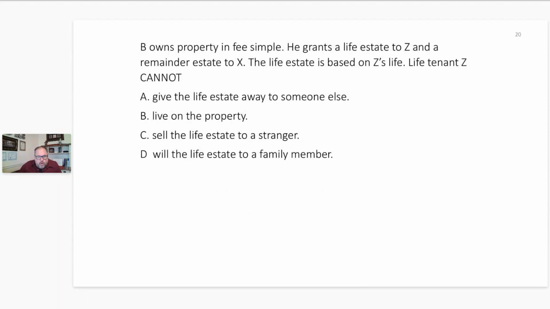Here we go. B owns property, fee simple. If you see the word fee simple, they're talking about absolute, highest and best. So B owns property, fee simple. He grants a life estate to Z and a remainder estate to X. Okay. So Z is the life tenant. X is who's going to get the property after Z expires. The life estate is based on Z's life. Life tenant Z cannot. Okay. And go through what do you think?